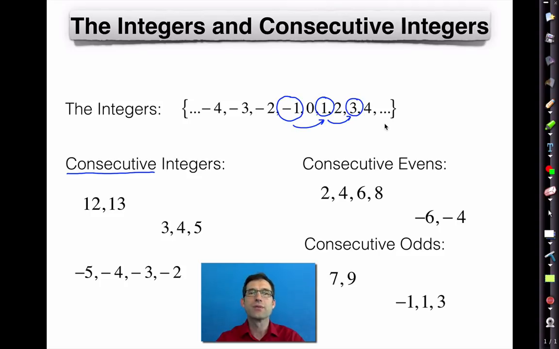So it's important to just understand the terminology. Integers are whole numbers with the negatives. Consecutive integers are integers that are in a row, that are in order, from least to most. So I'm going to clear this out real quick, and we are going to launch into some problems.